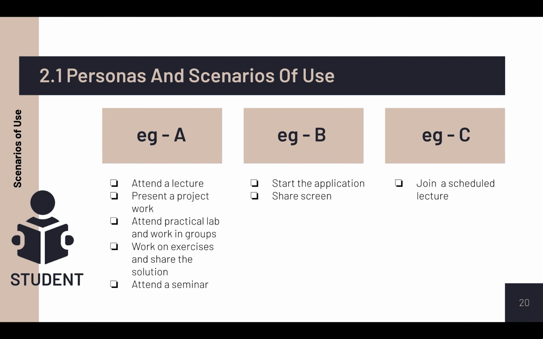The same theory continued in stating some typical use case scenarios for college students. On the one hand, Expert Group A mentioned attending a lecture, presenting a project work, attending a lab and working in groups, working on exercise and sharing solutions, and attending a seminar. On the other hand, the other groups focus on the scenarios of login, join a lecture, and sharing screen.